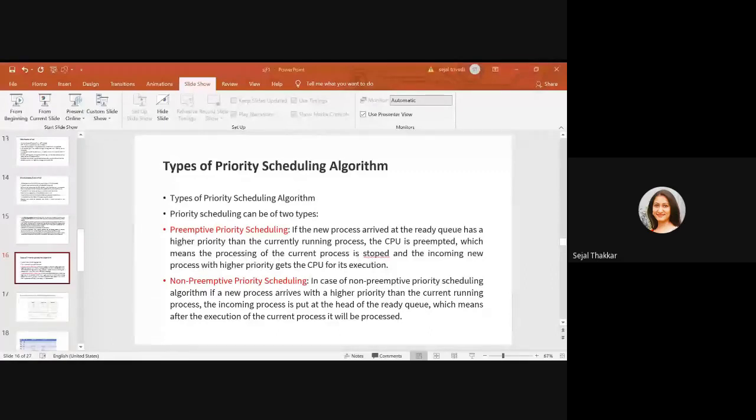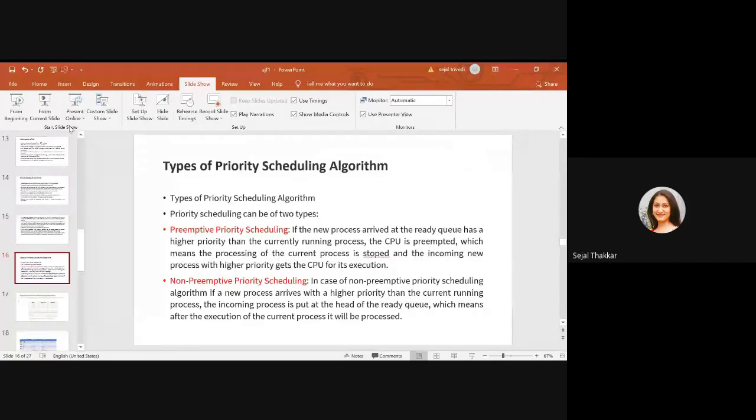For example, I have given a printout of 100 pages, and somebody else with lower priority has given a printout of 1 page. But until my 100 pages complete, it will not give the resources to that process. So in non-preemptive mode, you cannot switch the processes, while in preemptive, it will switch the processes.